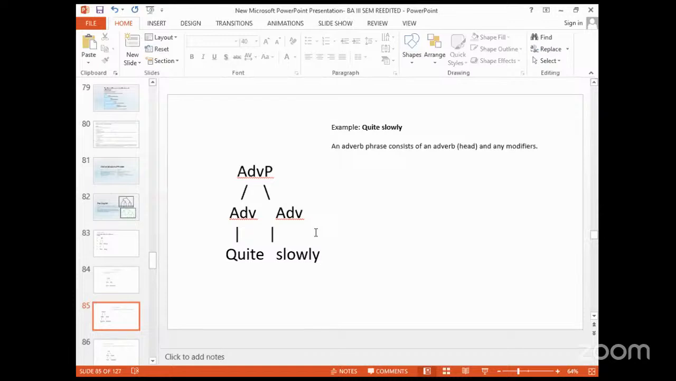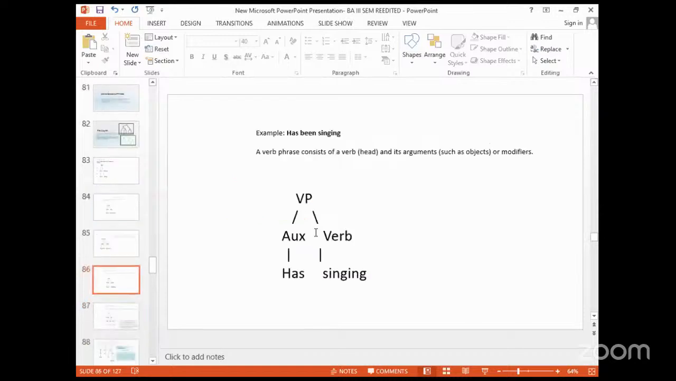Moving on to another phrase, that is the verb phrase, which consists of a verb as head and its arguments such as object or modifier. For example, a phrase I have taken is "has been singing". Here, "has been" are the two auxiliary verbs, and the verb is "singing". So it's a verb phrase. If I pull out "has been", "singing" is the head word. I cannot remove this head word, hence it's a verb phrase.